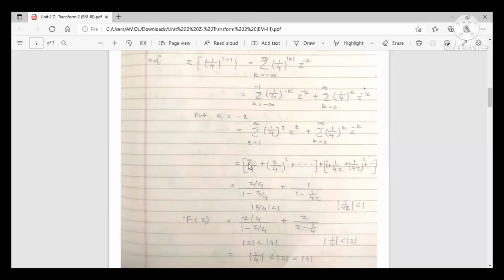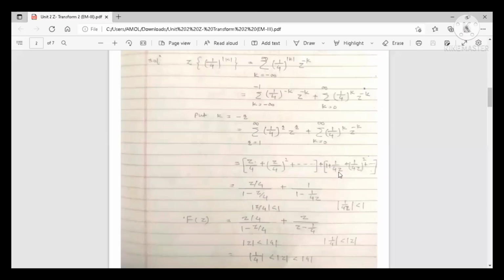Okay. Now these two series are geometric progressions. So use the result of GP. What is the result formula of GP for the first series? It is first term upon 1 minus common ratio. Now the first term is here z upon 4, so write in numerator z by 4 upon 1 minus common ratio. Common ratio is here z by 4 in every term. So you write here common ratio z by 4. And you know that the common ratio is always less than 1. So you put here the condition mod of z by 4 is less than 1. Okay. This is for the first series.